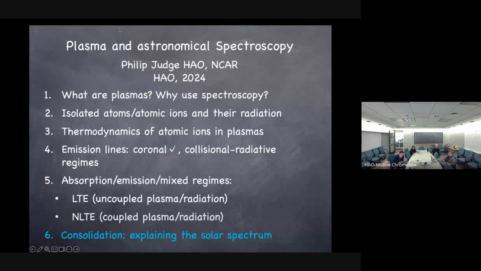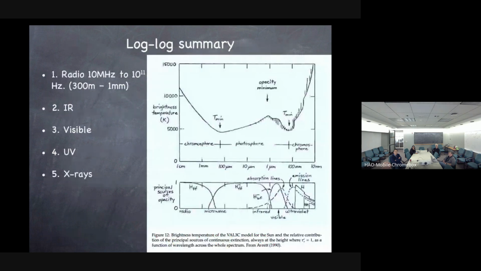In these, I think there are 13 or 14 of these so far, and today we're going to consolidate some things and explore the solar spectrum. This is going to be the way I think. I'm going to give you a summary of how I think when I look at a spectrum. How am I going to go about understanding?